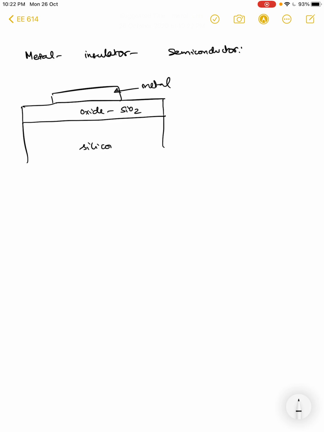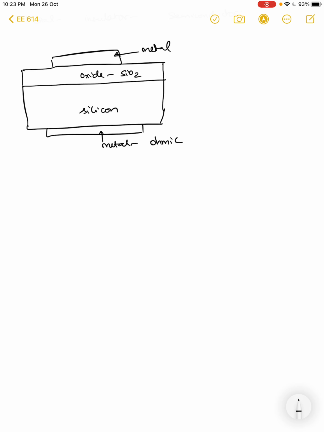So the silicon can be N type, P type, whatever have you, and then it is contacted at the back by a metal with an ohmic contact. So as we saw before, ohmic contact just means that the contact resistance is much smaller than other resistances in the system.